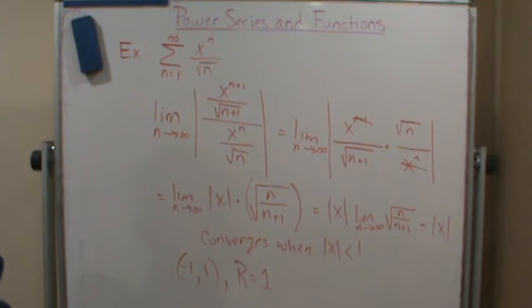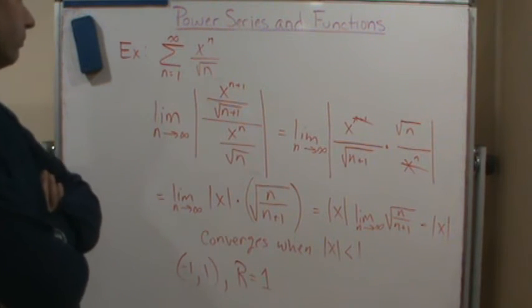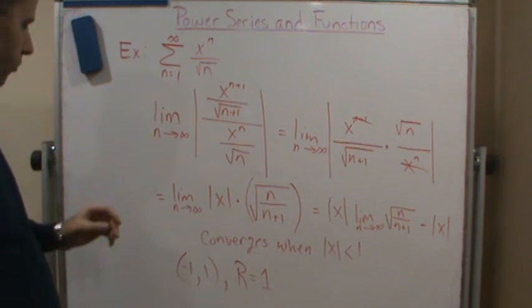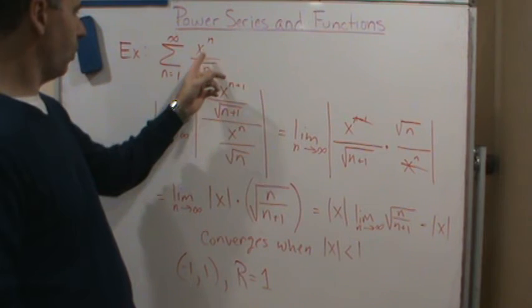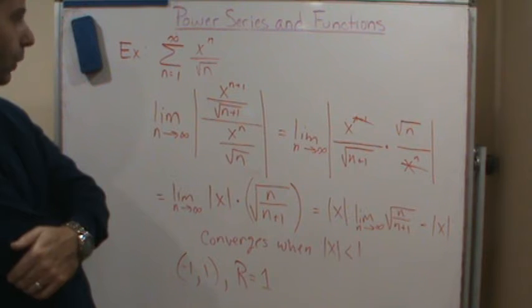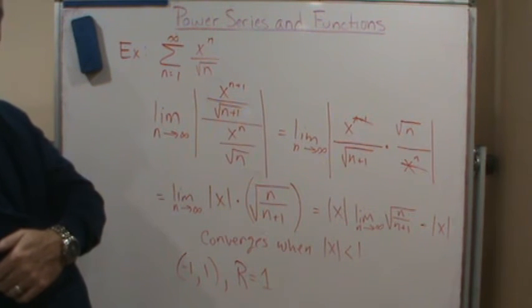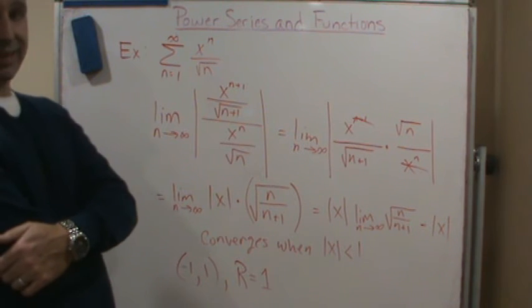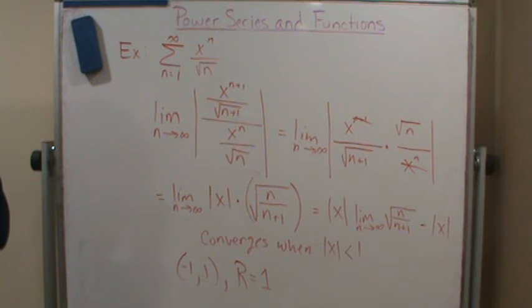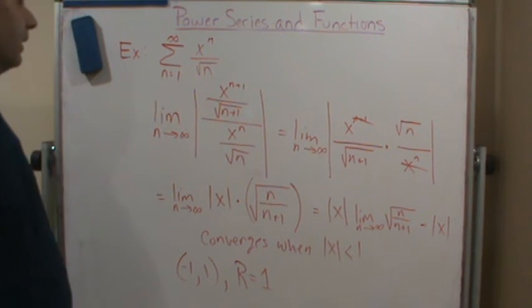Now, what about when x is 1? When x is 1, you get 1 over n to the 1/2, which is a p-series where p is less than 1. And so when p is less than 1, what do you have? You have a divergent p-series. Okay? So when x is equal to 1, it's divergent.